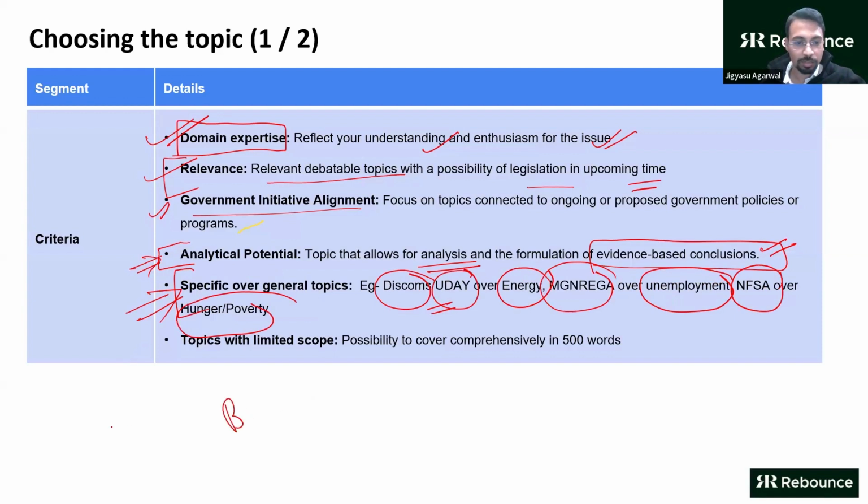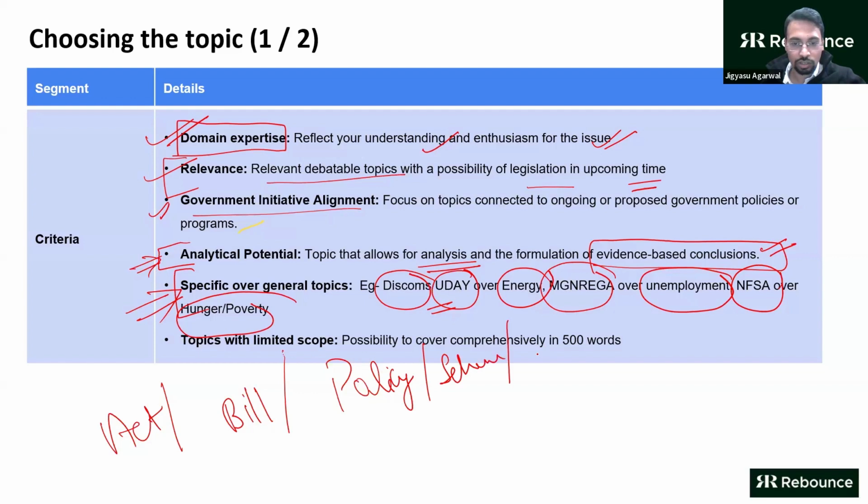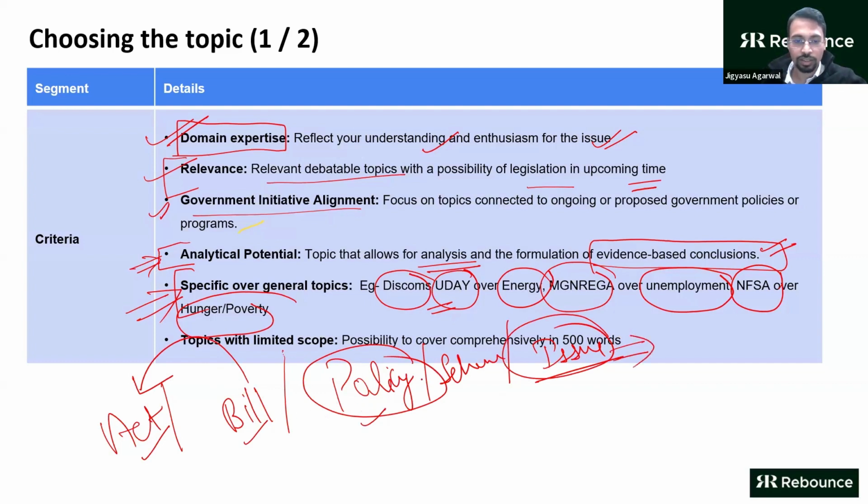It can be, number one, an act, bill, or policy. So policy, scheme, issue. There is a very broad ambit of all these things. The bill which is passed becomes an act, and policy largely covers everything. It covers bills, acts, regulations, specific schemes, etc. And issue is very broad, so it can be any issue. Unemployment is an issue, as an example, and MG Narega will come somewhere here, and then you can take up the MG Narega Act also.